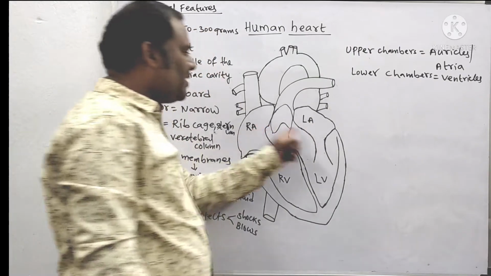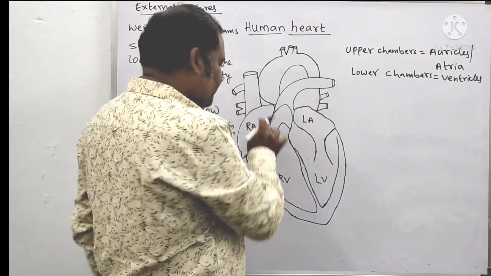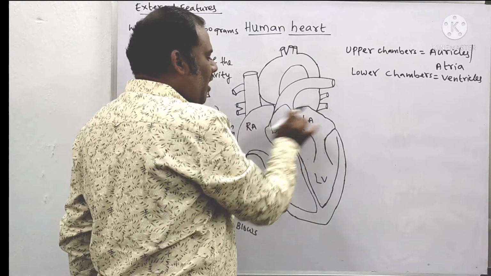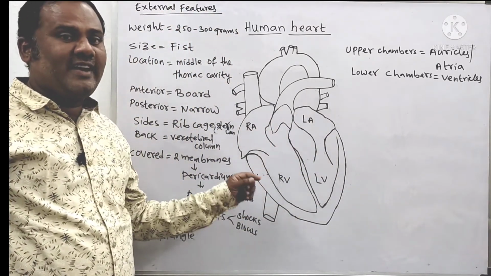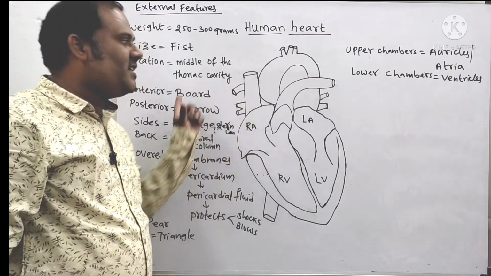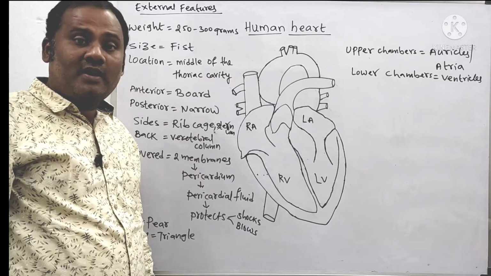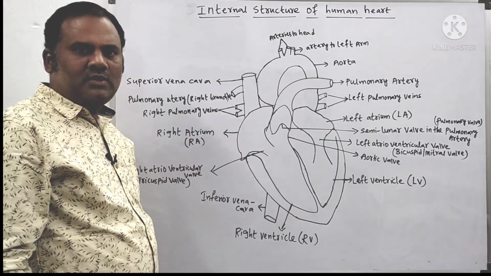So this is about the upper chambers and the lower chambers, that is auricles and ventricles. In detail about auricles and ventricles, we will discuss in the internal structure. And moreover, this is about the external features of the human heart. Internal structure of the human heart.